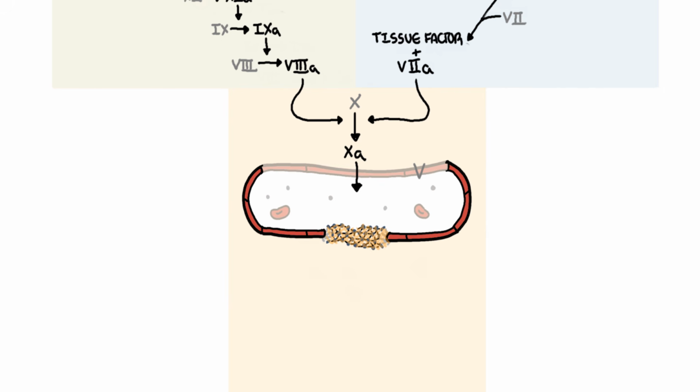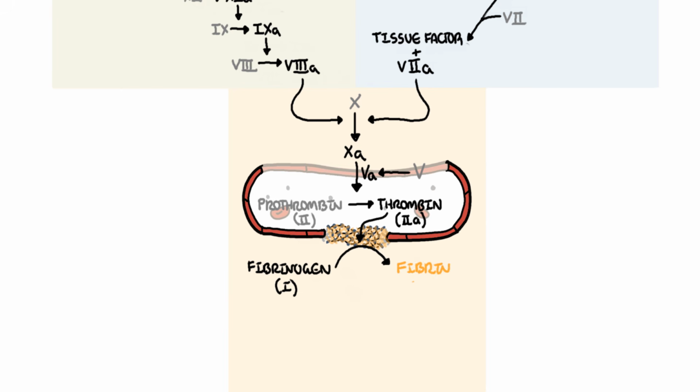Factor 10A then, together with the activated factor 5A as the cofactor, activates prothrombin to become thrombin, which is factor 2A. Thrombin molecules then convert fibrinogen to fibrin, which is factor 1 to 1A. The resultant local generation of fibrin in turn enmeshes and reinforces the platelet plug, which was formed from primary hemostasis. Factor 10 to fibrin, which is factor 1A, formation makes up the common pathway.